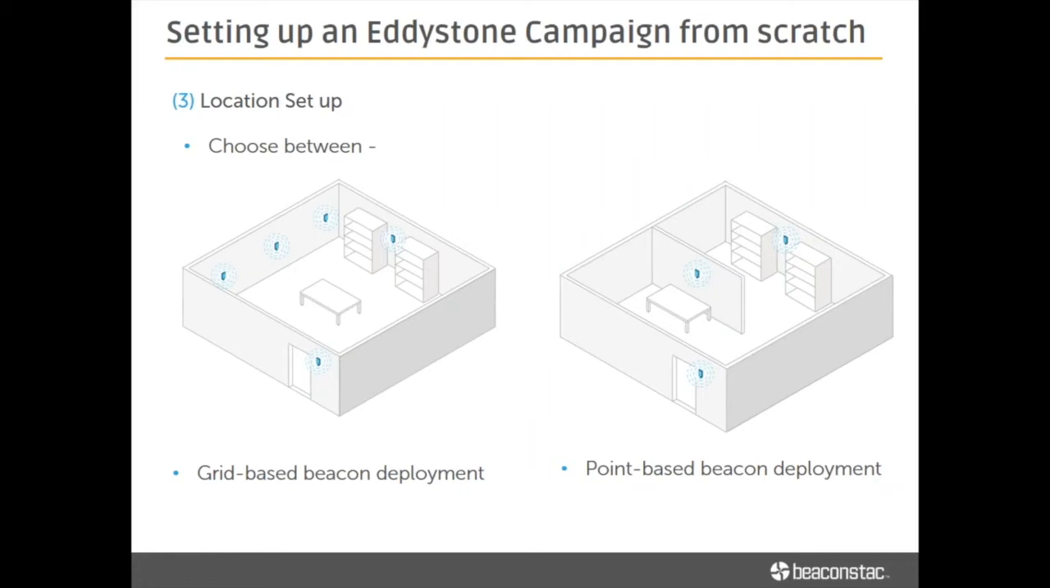The second one is grid-based deployment. This is more to understand how users are moving across the store. Say if you want to implement in-store navigation, or you want to understand the footfall or the traffic, you want to generate heat maps. In that case, you should go for grid-based deployment. Otherwise, you should prefer point-based deployment.